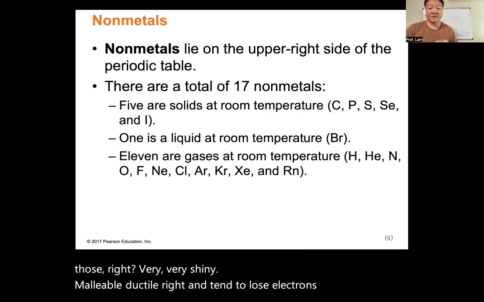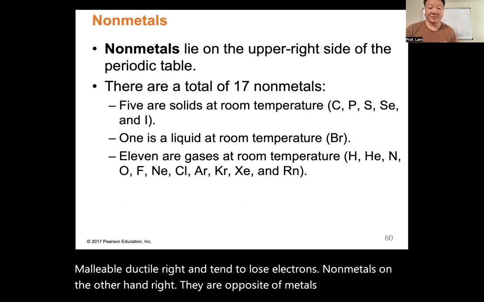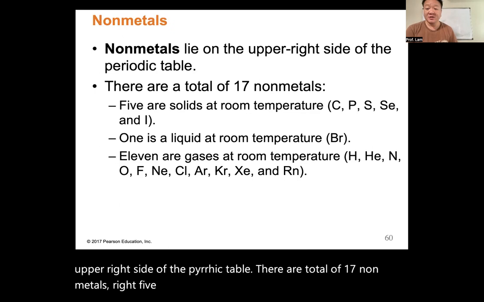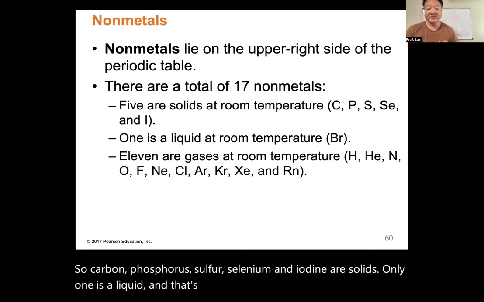Nonmetals, on the other hand, right, they are opposite of metals. They lie on the upper right side of the periodic table. There are a total of 17 nonmetals, right? 5 are solids at room temperature. So carbon, phosphorus, sulfur, selenium, and iodine are solids. Only 1 is a liquid, and that's bromine. And then 11 are gases at room temperature, right?